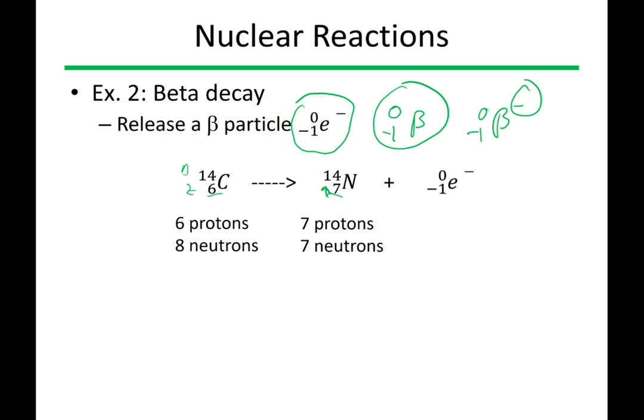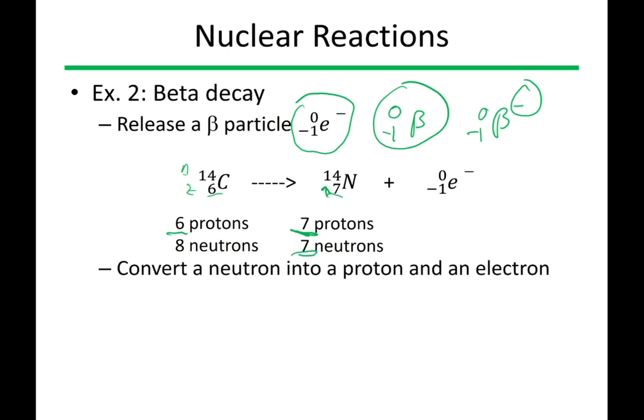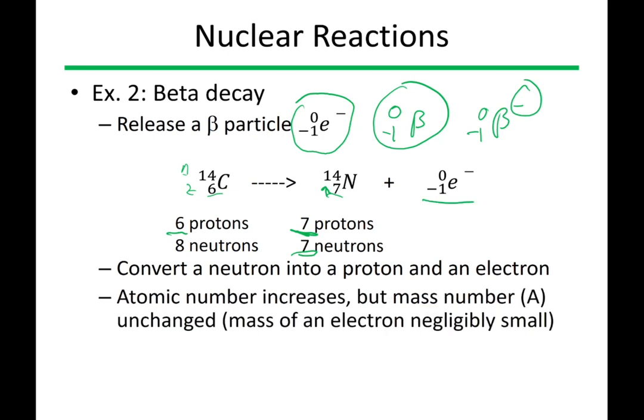Since Z changed, that means we changed the number of protons. And while A stayed the same, with Z changing, that means in order for the total mass number to stay constant, we had to lose a neutron. So another way to think about beta decay is converting a neutron into a proton and an electron that gets released. Again, the atomic number increases, but the mass number will stay unchanged.